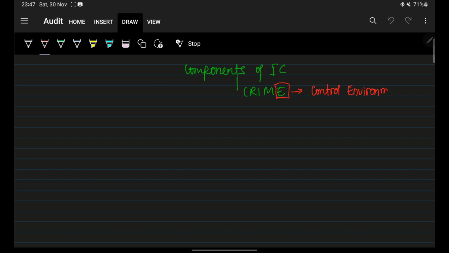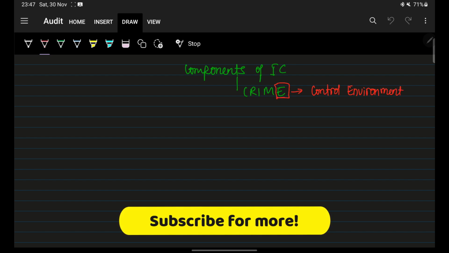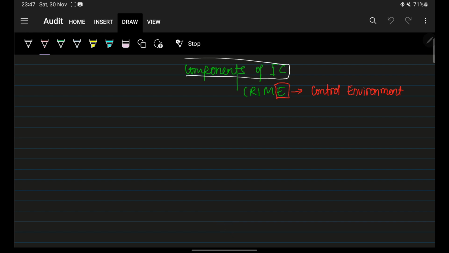Okay, the same way as we found out what the components of IC are, meaning what makes up an internal control, we found out C, R, I, M and E together make one internal control, right? Now we are going to further see what this control environment is made of. What makes up a control environment? This is like some Inception movie thing, right? So first we found out components of internal control, and in the control environment component, we are seeing what makes up the control environment, right?